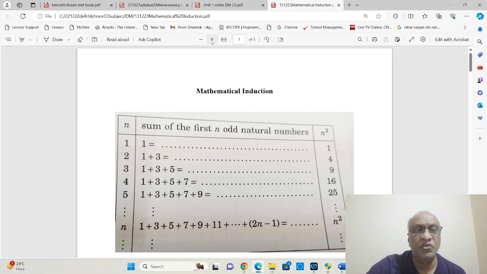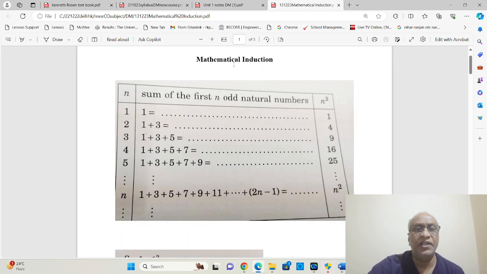Let us just look at the example here. The sum of the first n odd natural numbers is n square. This is the statement. So let us take 1. The square of 1 is 1. After 1, the next odd number is 3. So 1 plus 3, that is the sum of the first n odd natural numbers.